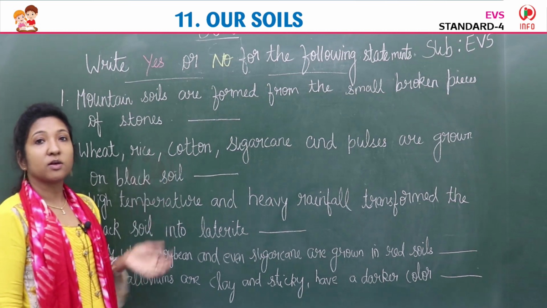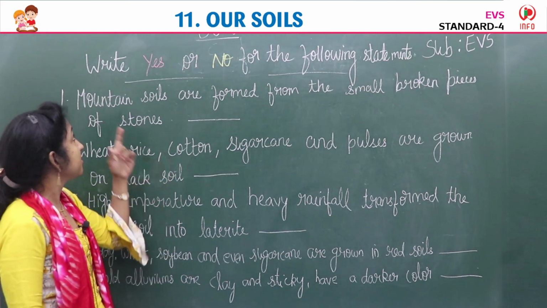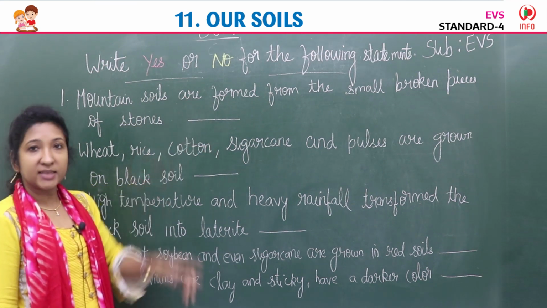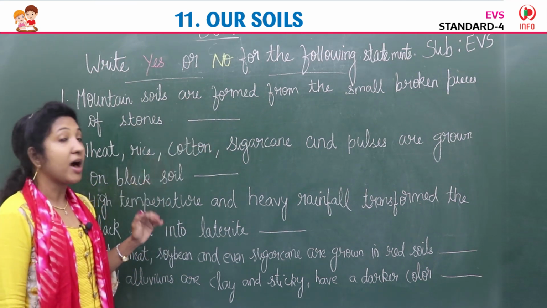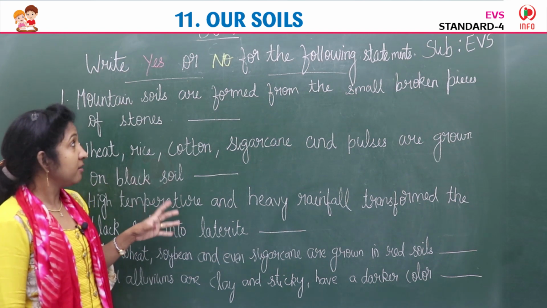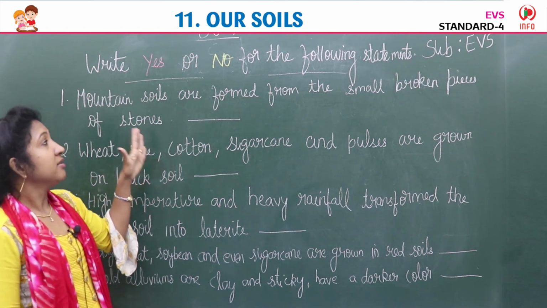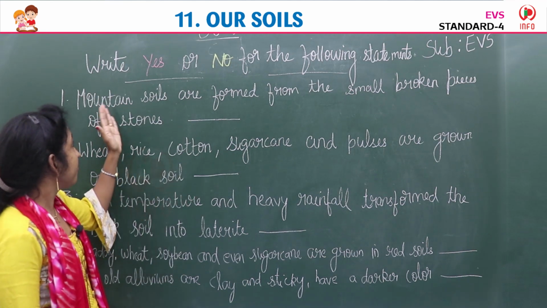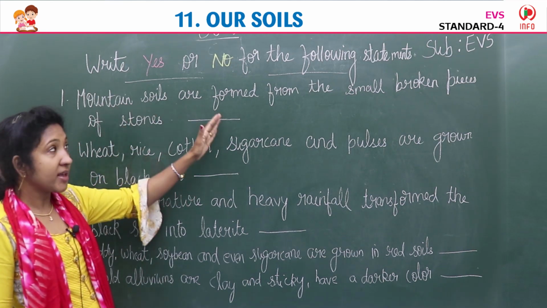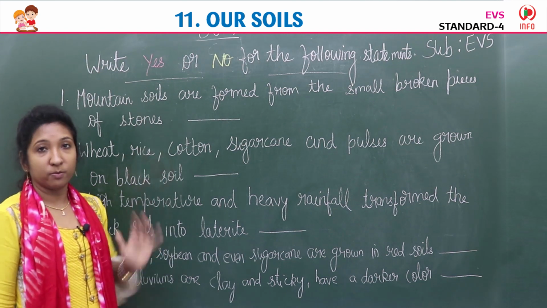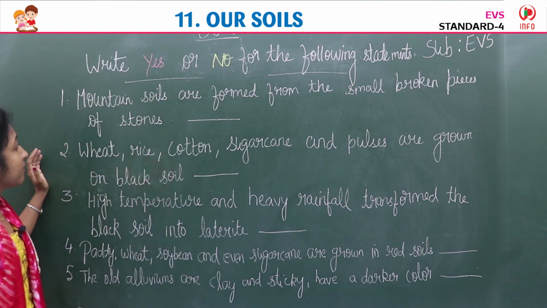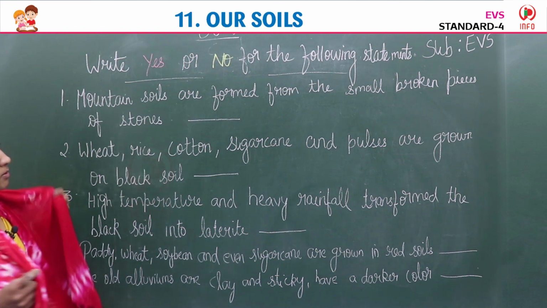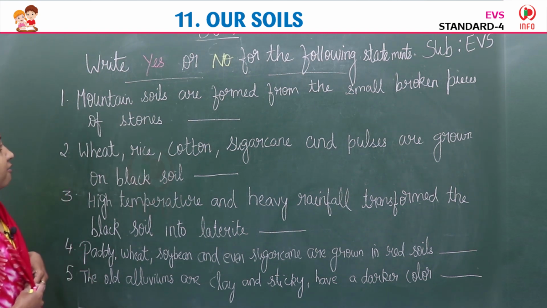Yes, children, so we are coming to our next exercise. It is nothing but write yes or no for the following statements. Given below are a few statements. You have to read each statement and see whether it is right or wrong. If the statement is correct, write yes. If the statement is wrong, write no. So the first statement is, mountain soils are formed from small broken pieces of stones.